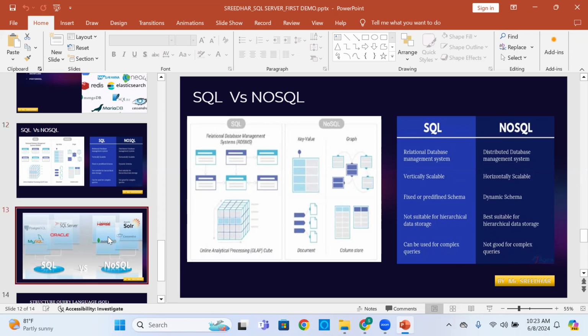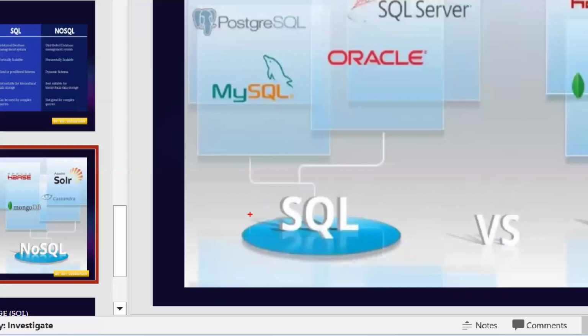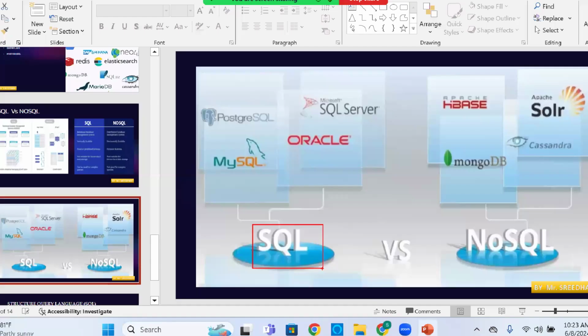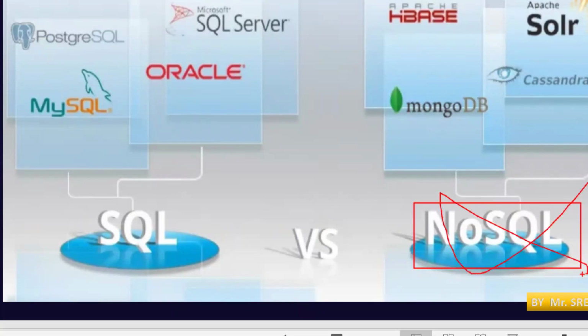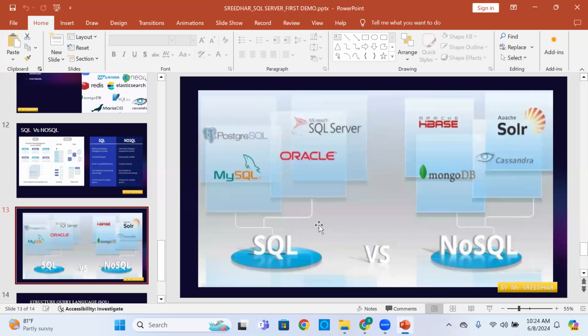Now we are going to talk about pure SQL databases only. Why? Because NoSQL databases are not suitable for the analysis process, not for more complex queries. SQL databases are suitable for both analysis and transactional processes. Both sides, these databases are available.